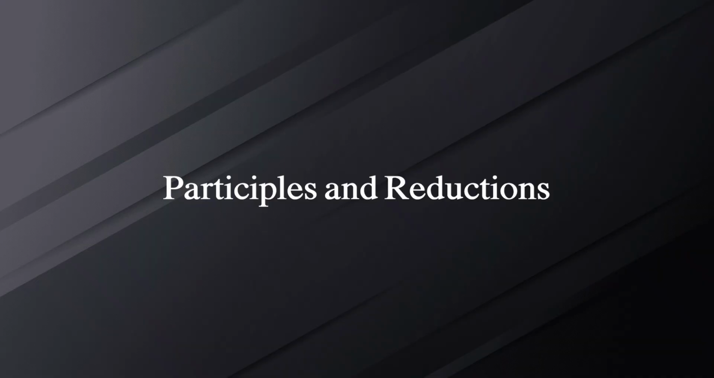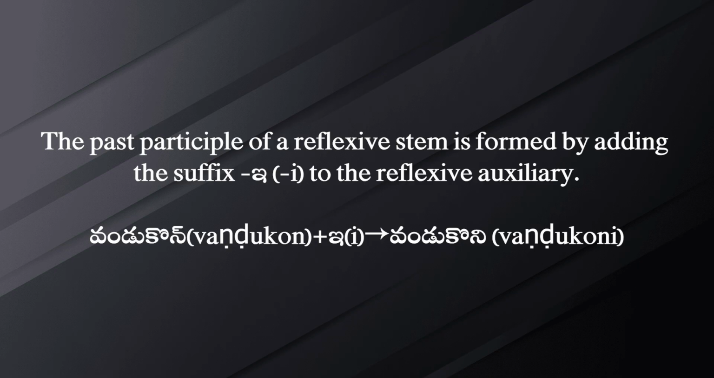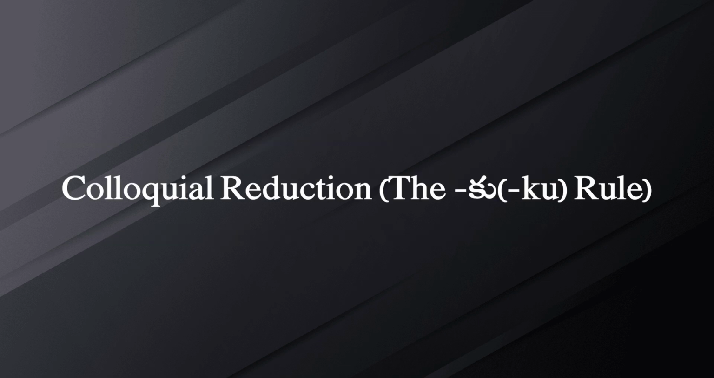Participles and reductions, standard formation. The past participle of a reflexive stem is formed by adding the suffix e to the reflexive auxiliary. Example, vandukonu plus e, vandukoni. Another example, colloquial reduction, the ku rule.